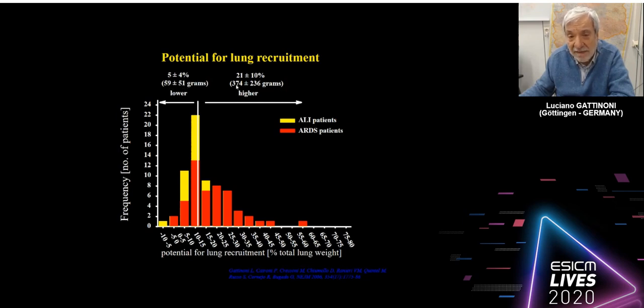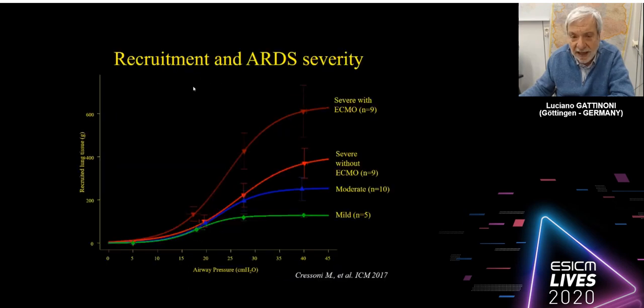Why 3,700 grams in the higher recruitability regions? But look at the huge variability we have. Why do we have this variability?